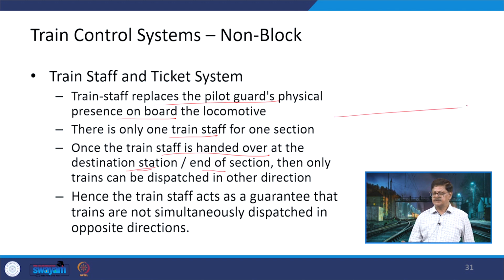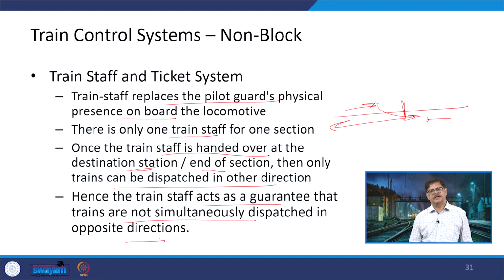the end of the section means the two trains are moving here. Now when the train comes at this point, this is the end of the section. So the staff will be given to this train, and this train will move ahead here. Then only can trains be dispatched in the other direction. The train staff acts as a guarantee that trains are not simultaneously dispatched in opposite directions.